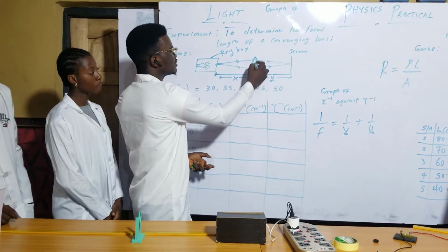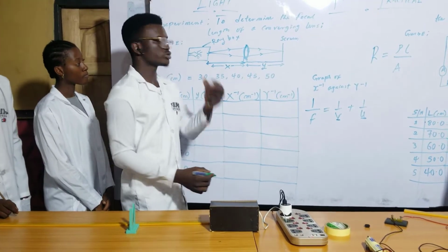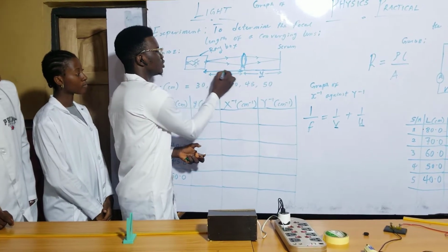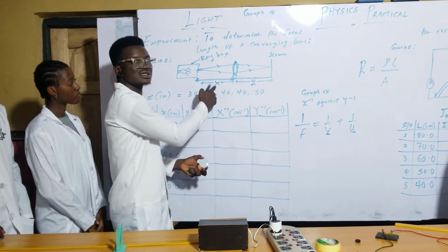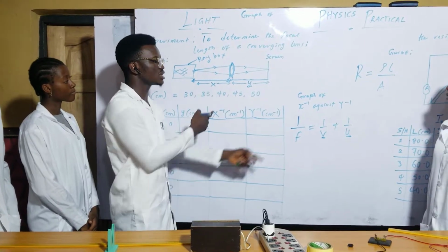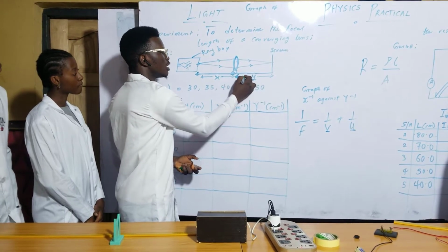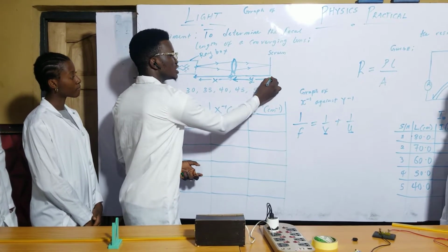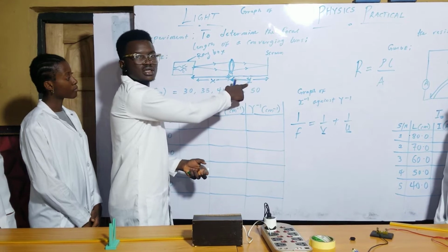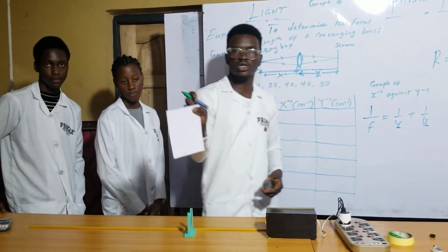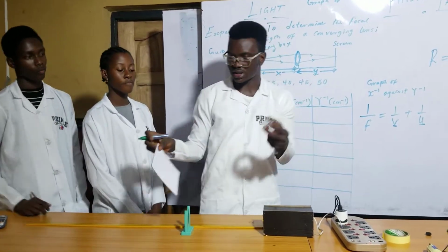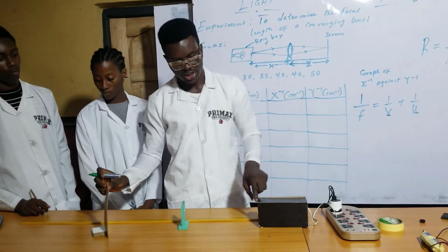Then we now have the lens. So this is the lens. You measure the distance from the ray box to the lens, which is called the object distance. But here we are representing our object distance as x. Then the distance of the lens to the screen measures the image distance. So this is our screen. On this screen, we're going to see an image of this object formed.